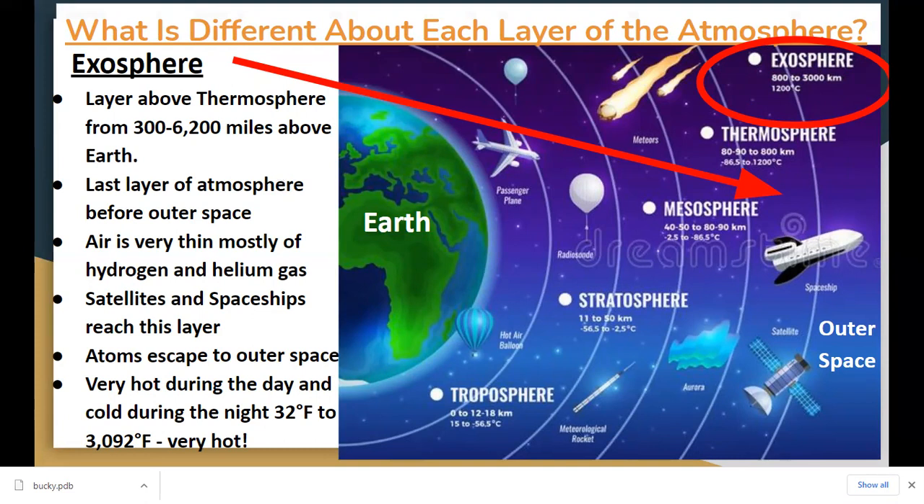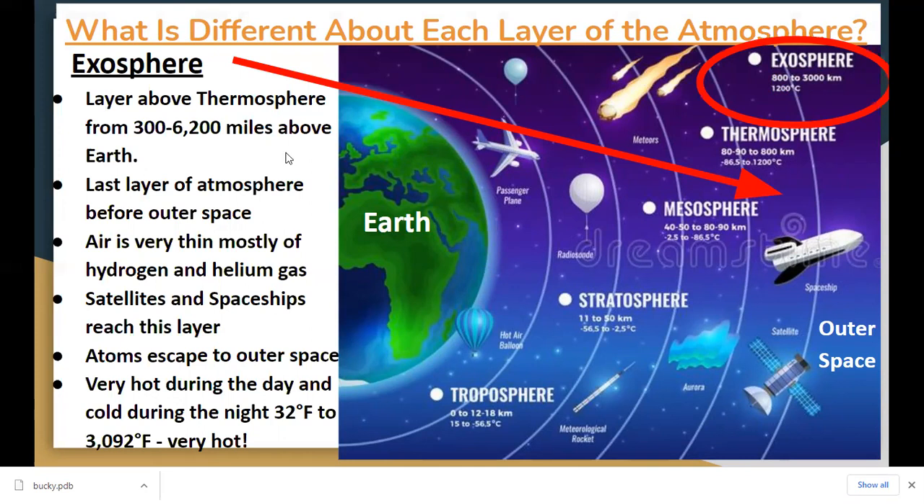The air is very thin, mostly made of hydrogen and helium gases. This is where satellites are, and spaceships will reach this layer before the spaceship goes off into outer space, like by the moon. The atoms escape to outer space in this sphere, and it is very hot during the day and cold during the night. So the cold temperature at night is 32 degrees, and in the daytime, it can get to be 3,092 degrees Fahrenheit. That is very hot.